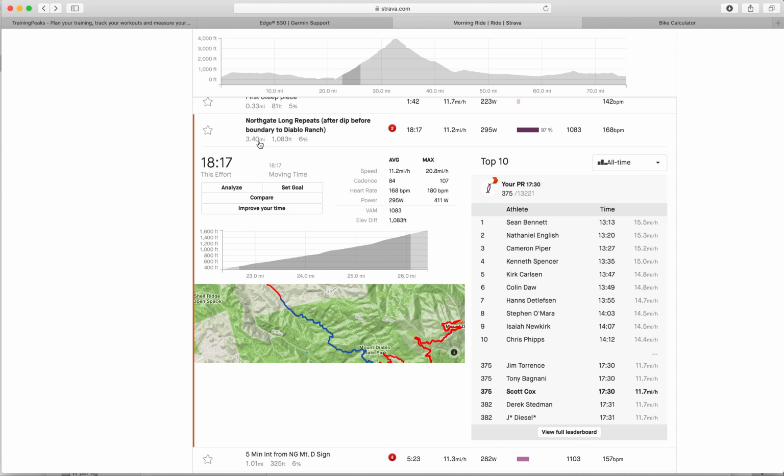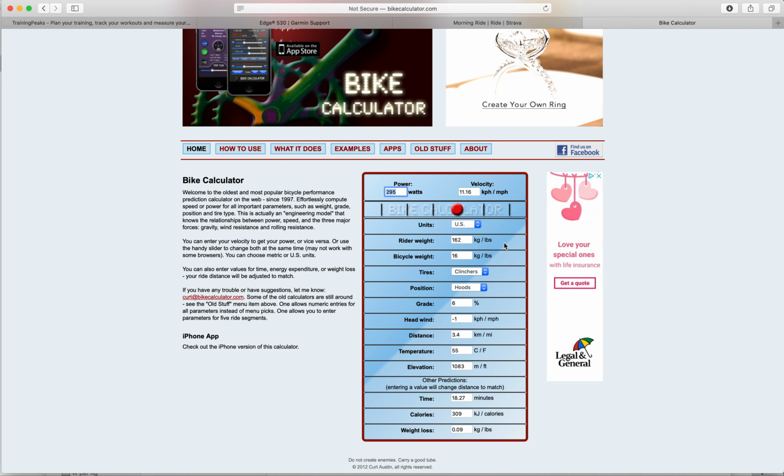I can see the distance here, the elevation and the grade, my speed, my power. So I look at that and think, okay, is that accurate? My power meter I know is consistent from day to day because I check that in my rides and my local terrain, but I want to know, is this accurate against the masses? Can I compare myself to other people with this power? And I'll pull up the bike calculator.